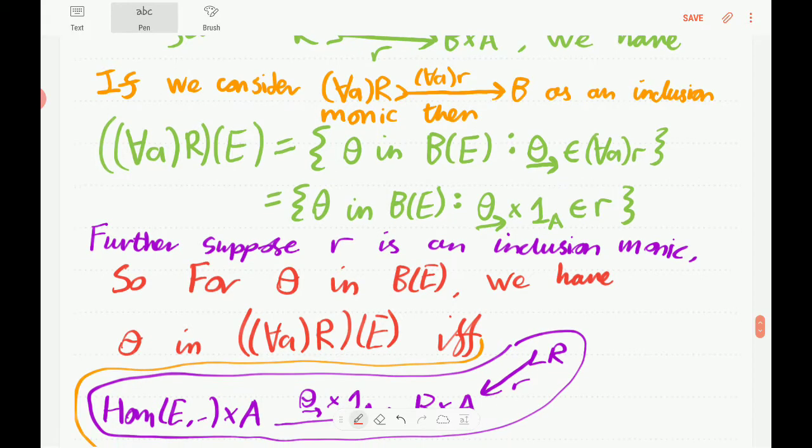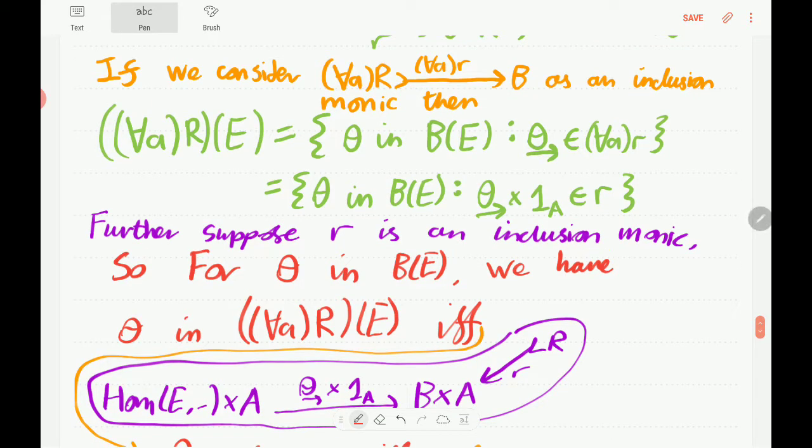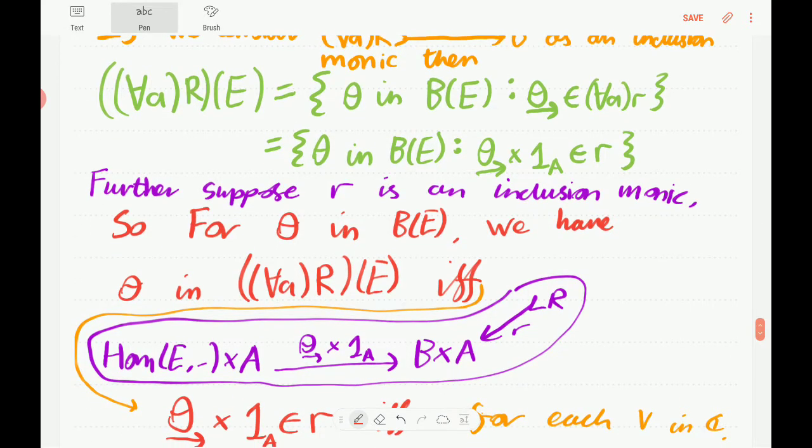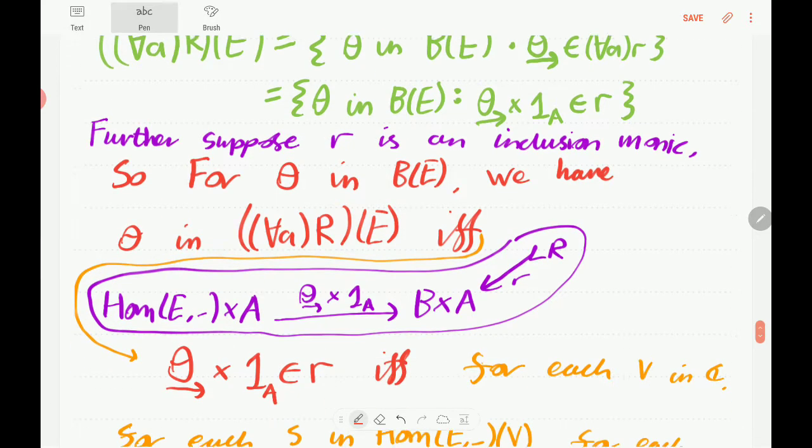And the basic idea is that an arrow is going to be in an inclusion monic precisely when everything that gets mapped under that arrow gets mapped into that substructure that that inclusion monic is containing. So we're going to use that idea quite a lot. I'll just temporarily refer to that as orange star, so I can just call it something. Okay, that result. So we're going to suppose that little r is an inclusion monic.